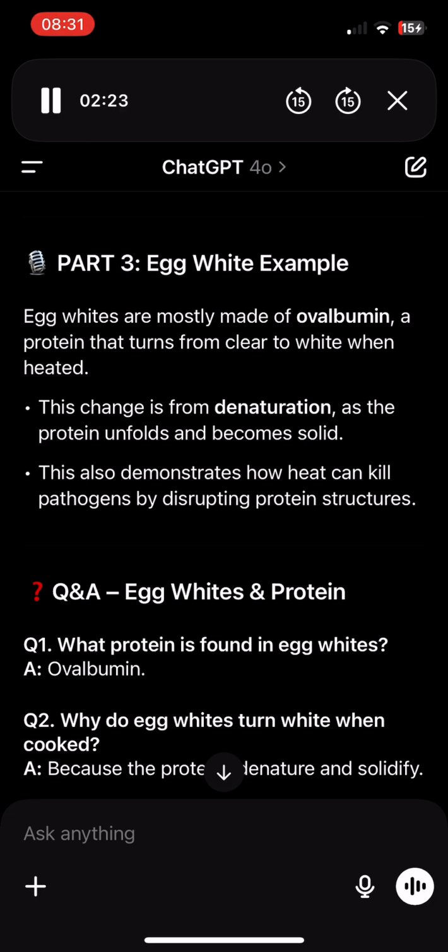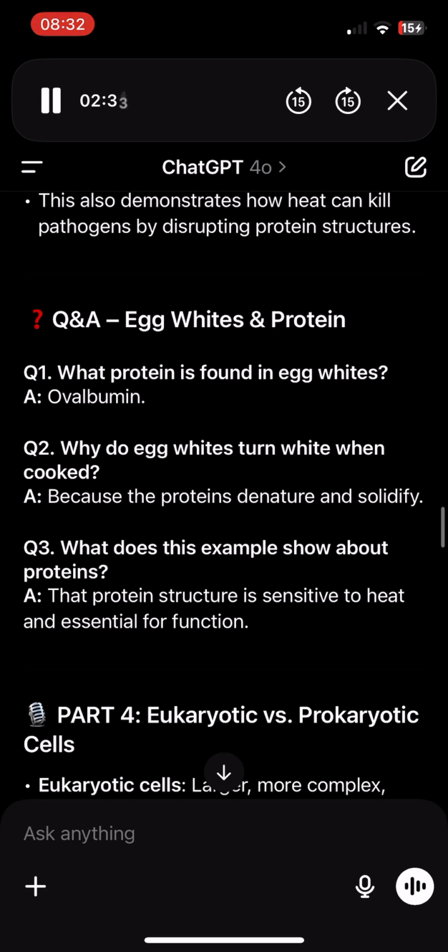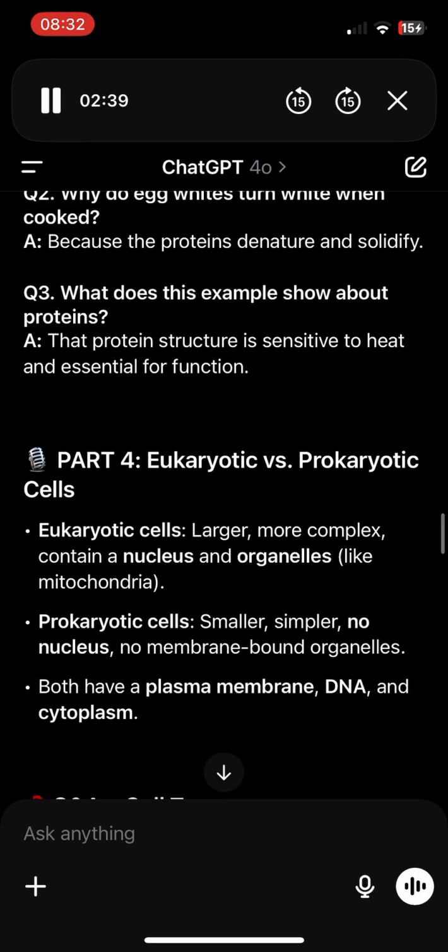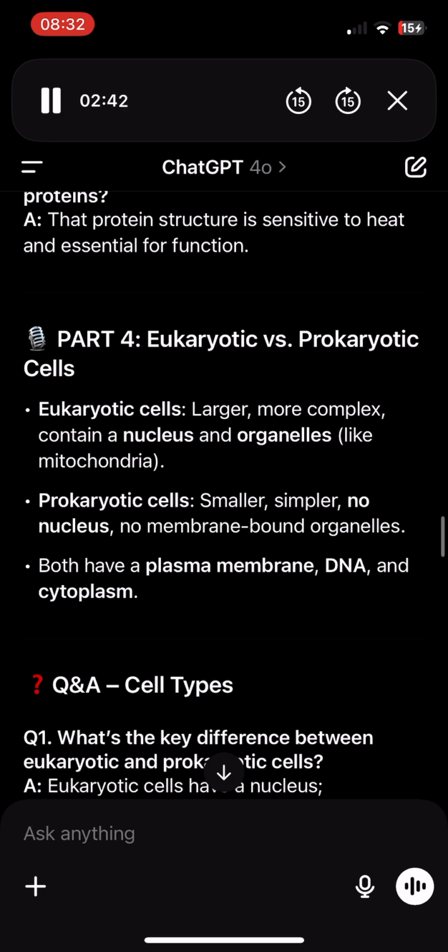Q&A. Egg whites and protein. Q1. What protein is found in egg whites? A. Ovalbumin. Q2. Why do egg whites turn white when cooked? Because the proteins denature and solidify. Q3. What does this example show about proteins? That protein structure is sensitive to heat and essential for function.